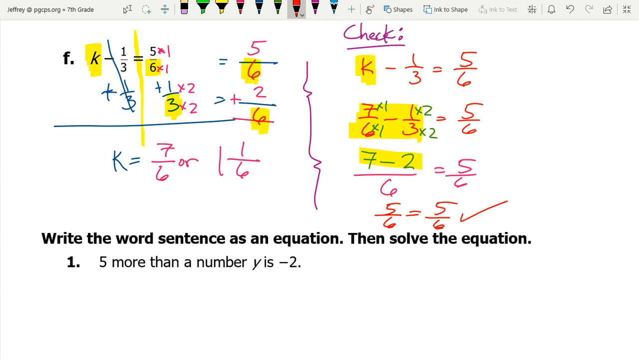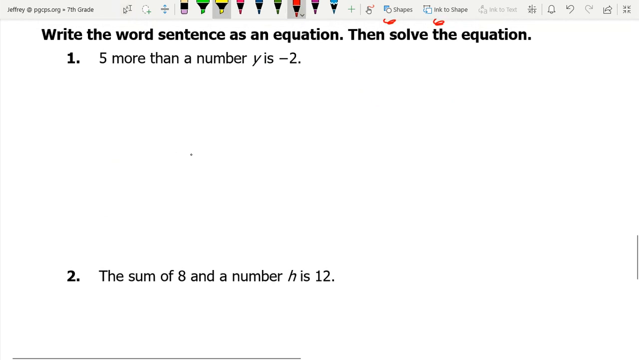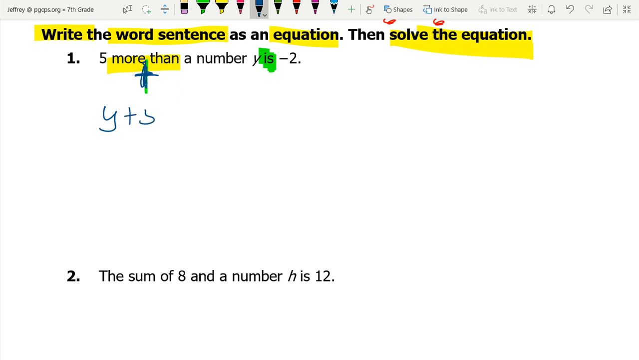Now, let's try this next problem. It says, write the word sentence as an equation, then solve. So we need to do two things. First, we need to write the equation, and then we solve the equation. It doesn't say that we're going to check it. So 5 more than a number y is -2. When you say more than, it means we're adding 5 to y. So it's going to be y plus 5 is equal to -2.